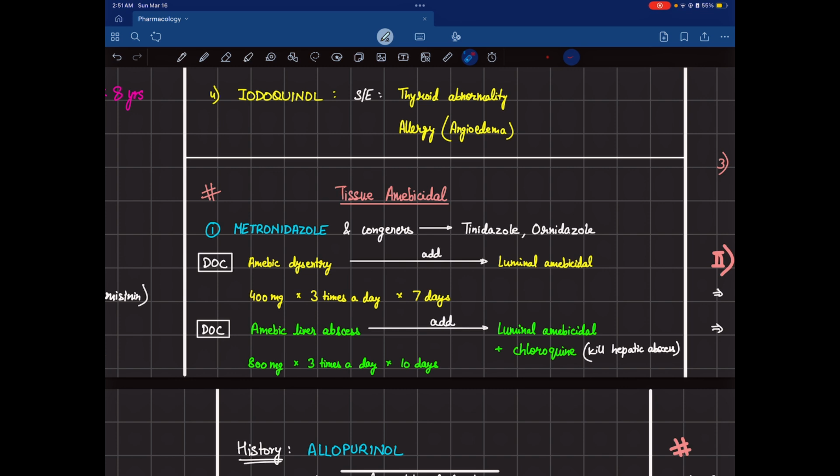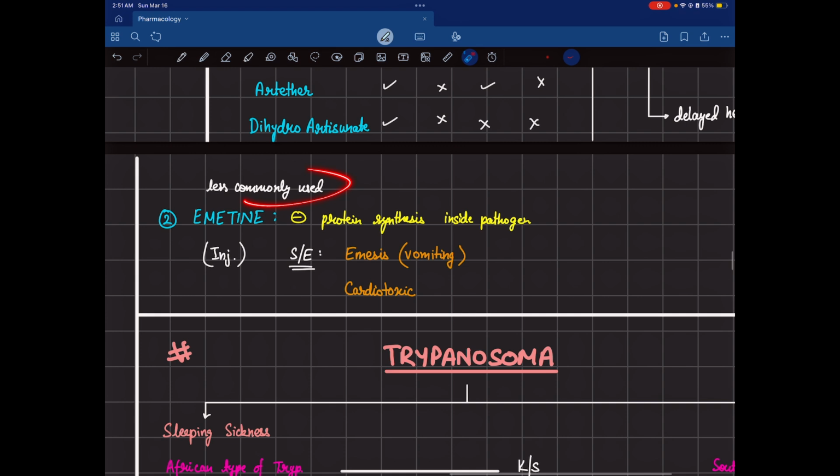And you also add luminal amoebicidal agents in both the cases, and you can also add chloroquine, which kills the hepatic abscess. Another commonly used drug is called emetine, and it's a protein synthesis inhibitor inside the pathogen. It is given in an injectable form, and its side effects cause emesis, that is nothing but vomiting, and it's also cardiotoxic. This brings us to the end of amoebiasis.